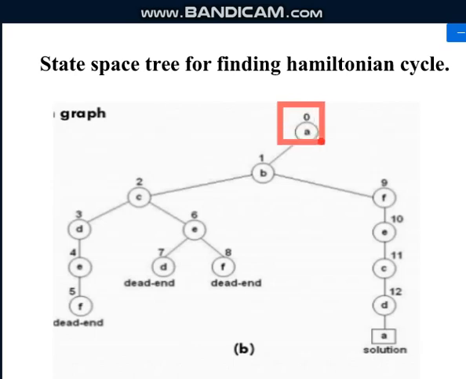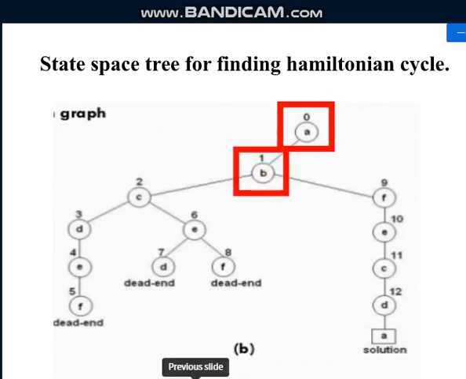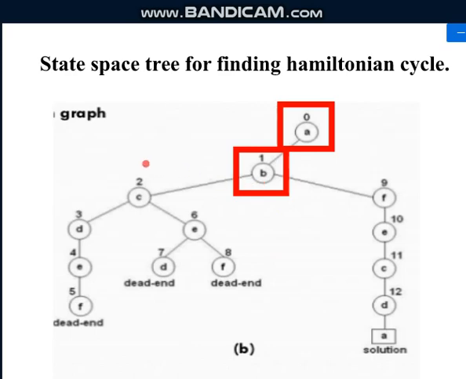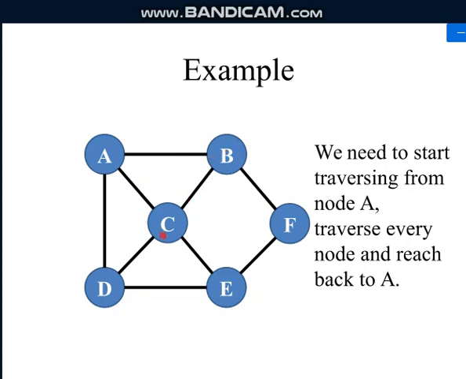So if you look at this diagram, you start from A, then you reach the next one, B. A is connected to B, so I can reach from A to B. Then from B, what are the vertices that are connected to B? B is connected to C as well as F.